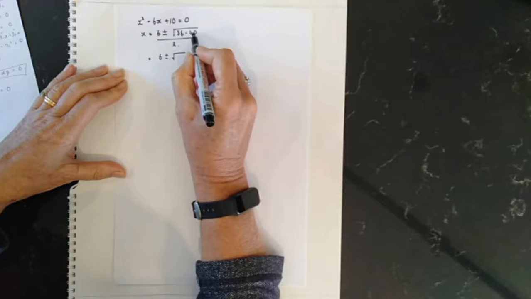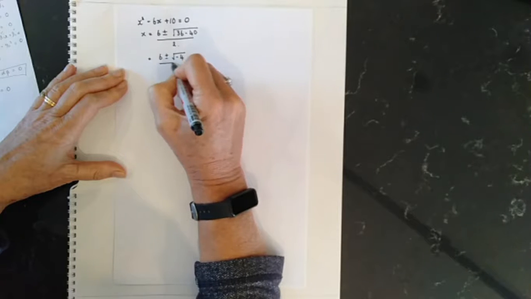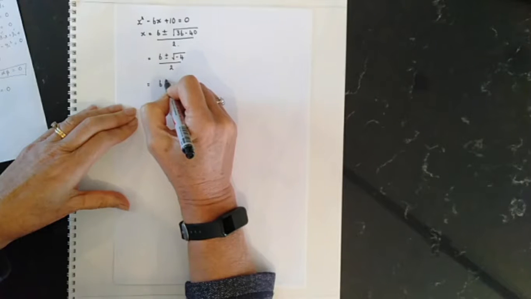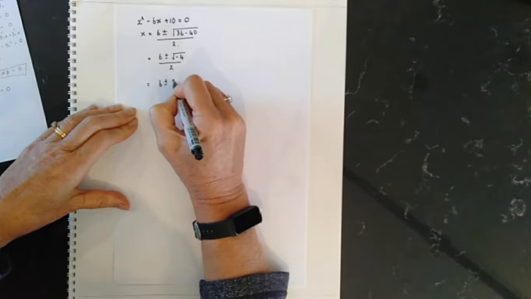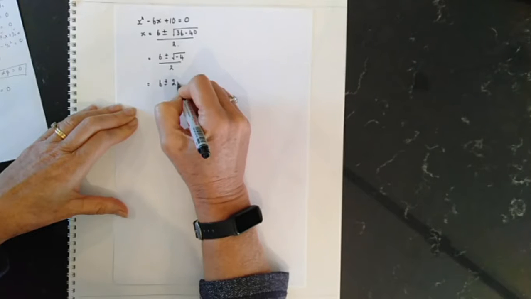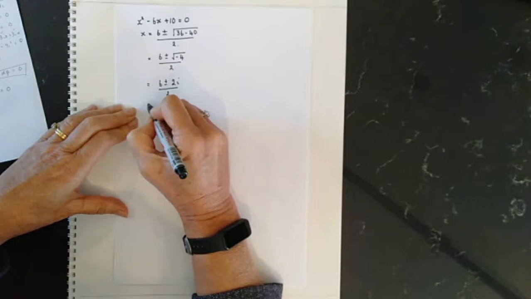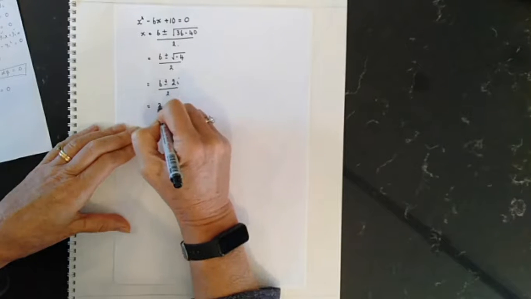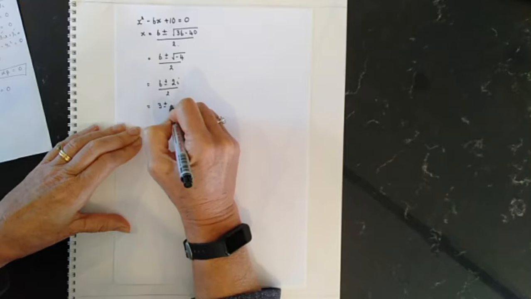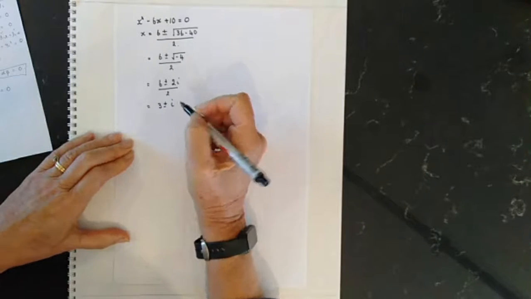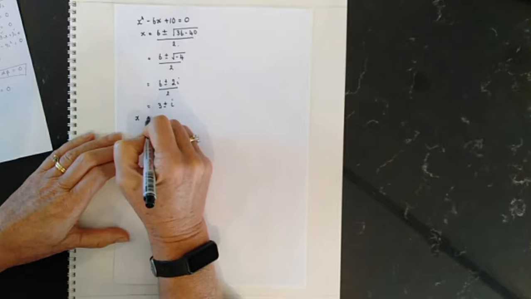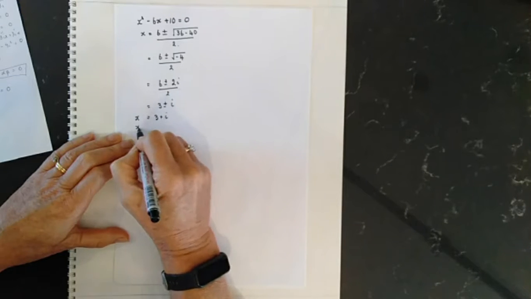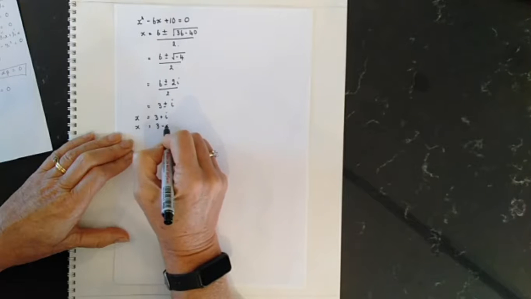36 minus 40, which is minus 4, over 2, equals 6 plus or minus the square root of 4 is 2, and the square root of negative 1 is i, all over 2. And we can take 2 out as a common factor, and that would give us 3 plus or minus i. So the roots to that equation would be 3 plus i, or 3 minus i.